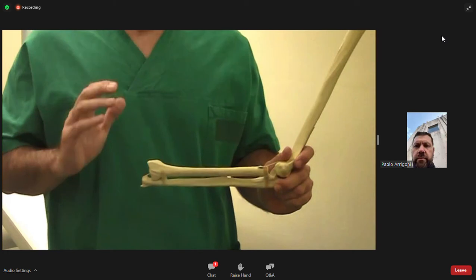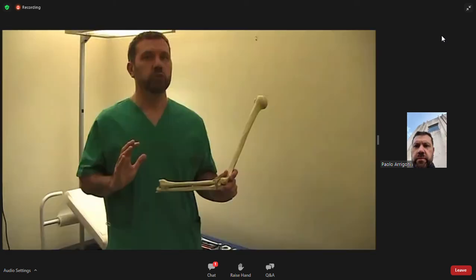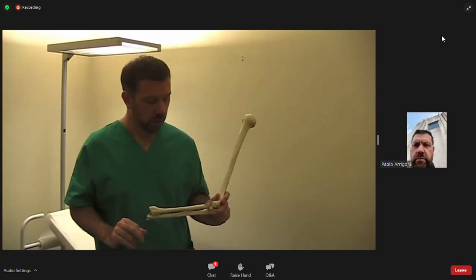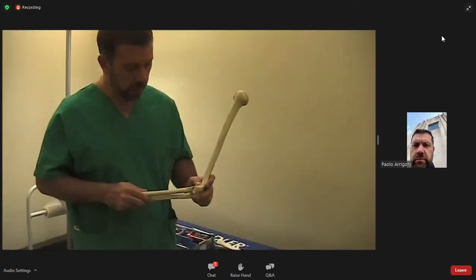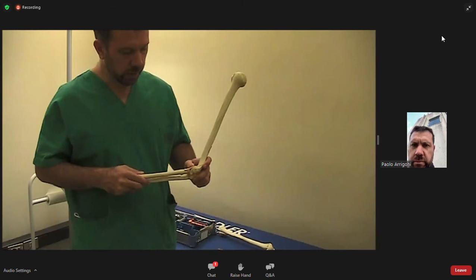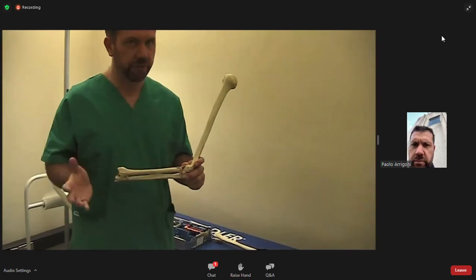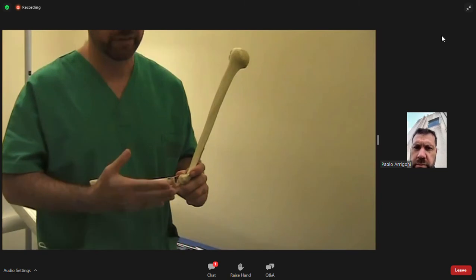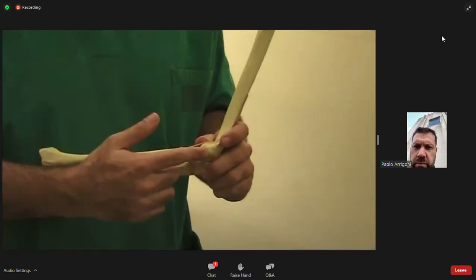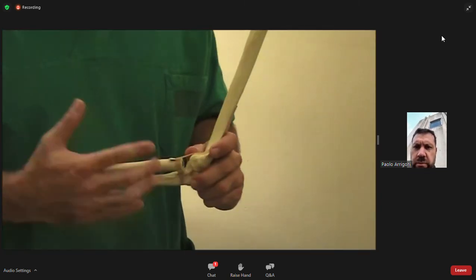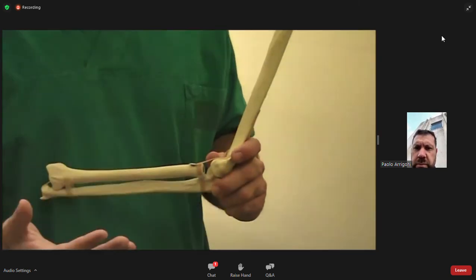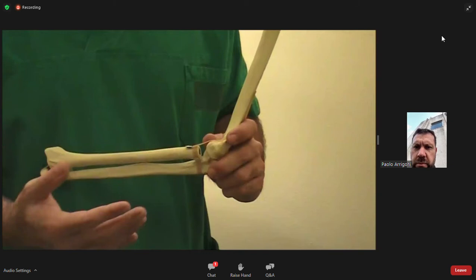I want to share with you a couple of concepts on how to expose the radius and the joint correctly. First of all, when you are approaching the elbow, it's completely different if the LCL is torn or if the LCL is intact in its ulnar band on the humeral insertion. In the vast majority of cases, it's going to be torn. So you will have a great access to the joint, but you have to recognize it.